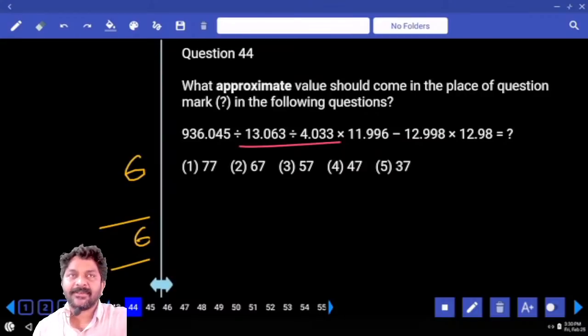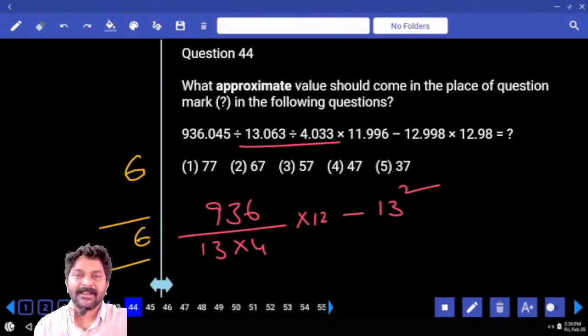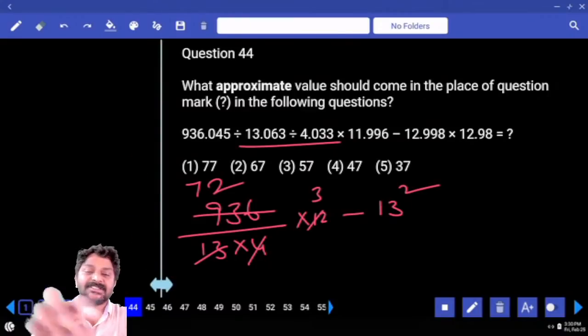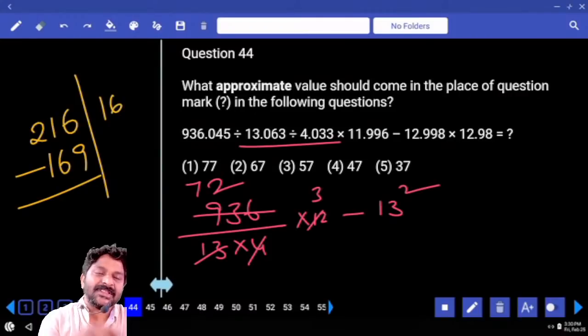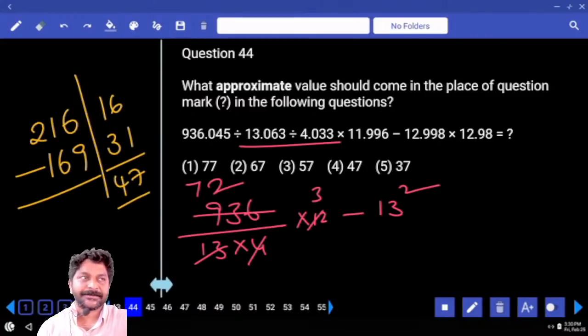Right, continuous division we have, so both numbers are multiplied in the denominator, correct? 936 by 13 into 4 into 12 minus 13 square, correct? 4. 3 times 13. 7 times 91. Again 2 times 72, 3 times, that is 216. From that we have to subtract 169. So the first number is how much more than 200? 16. The second number is how much less than 200? 31. So the difference, in sum of both the numbers? 47, fourth option.